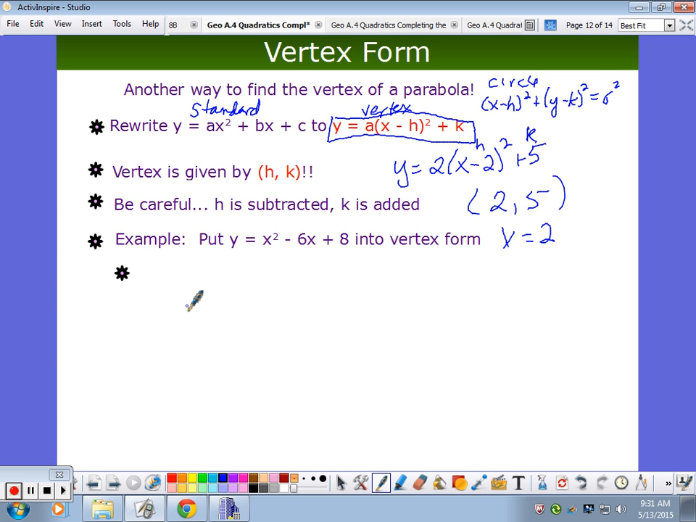Let's see. I'm trying to look at the little notes here. Just ignore the notes for a second, and just watch what we're doing here. You have to know how to complete the square.